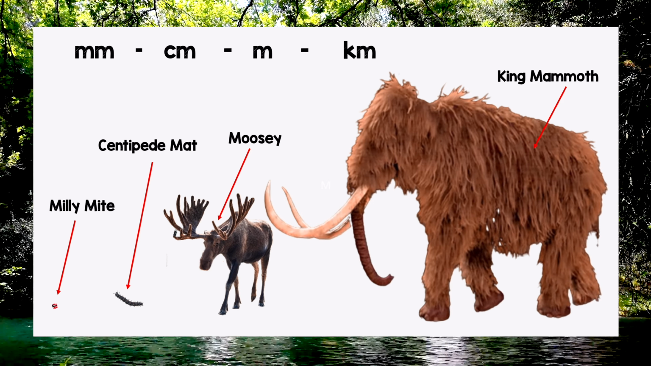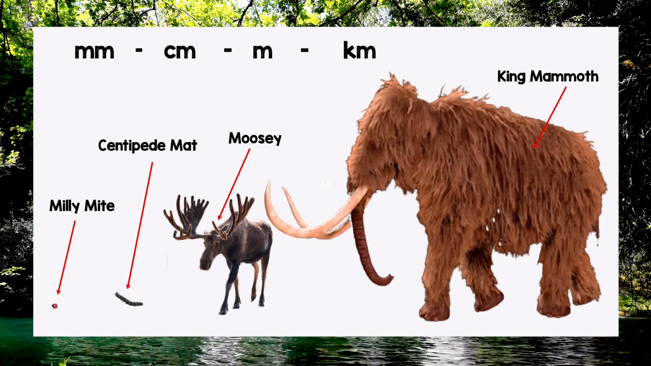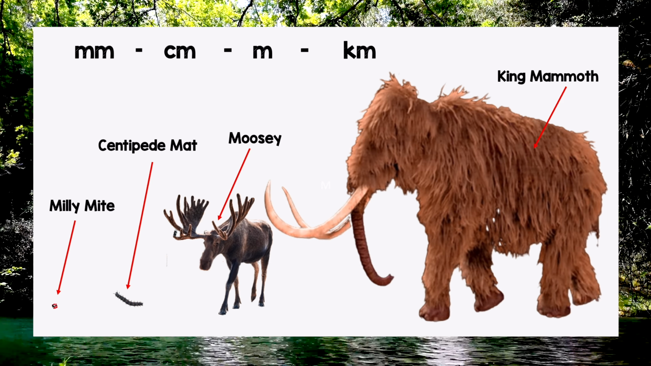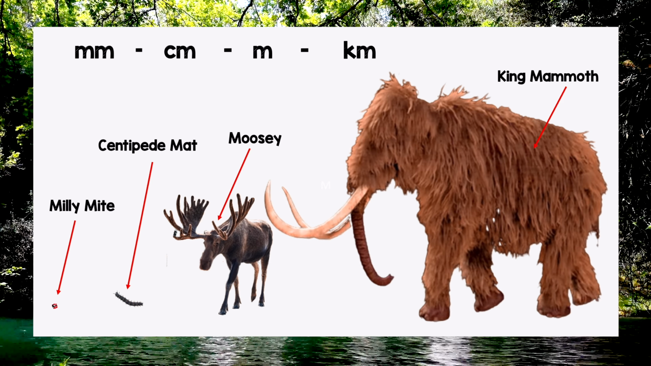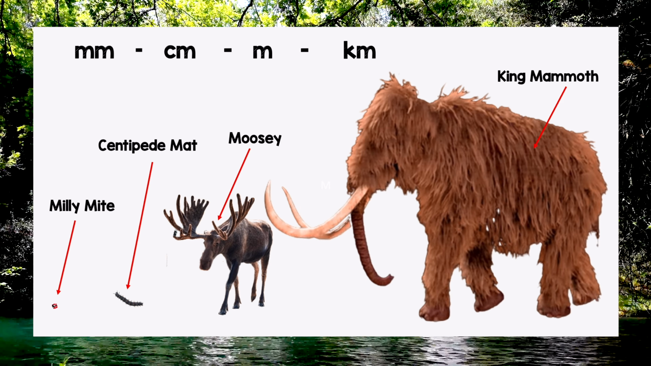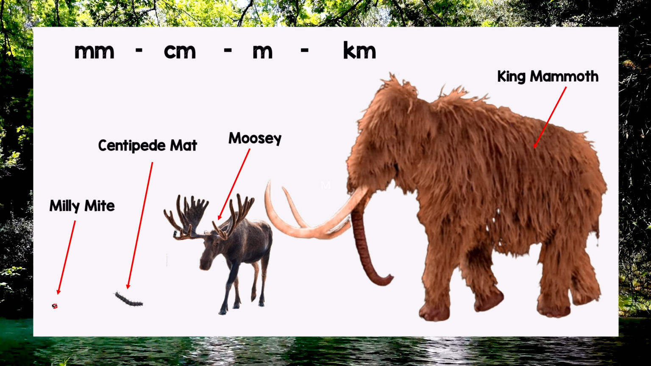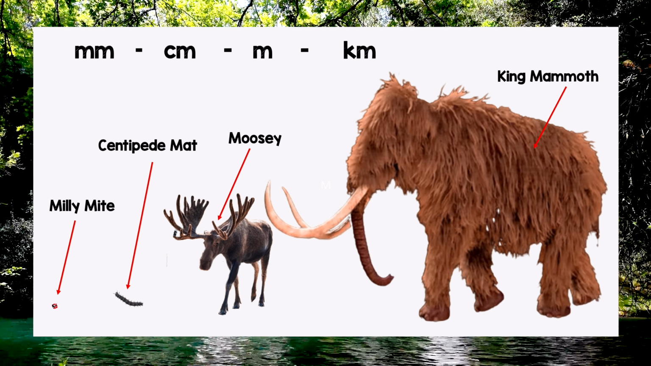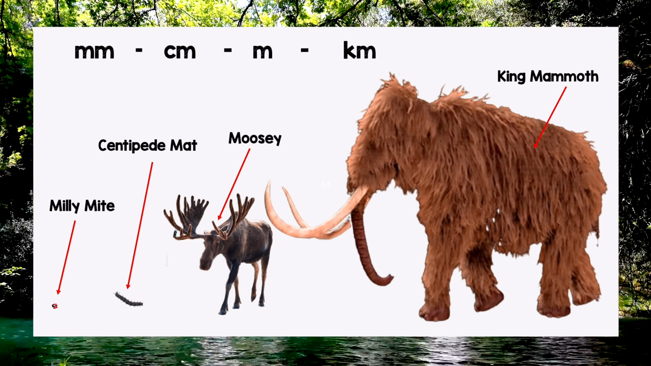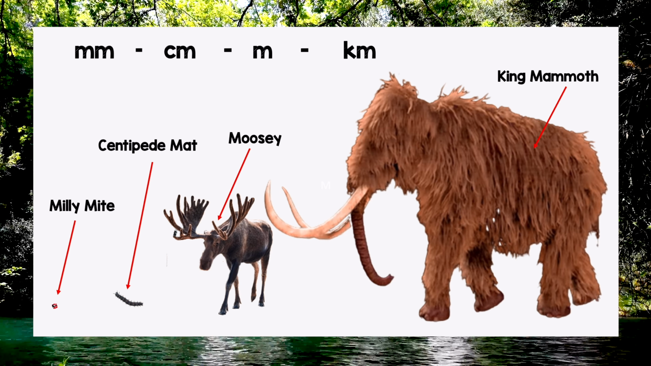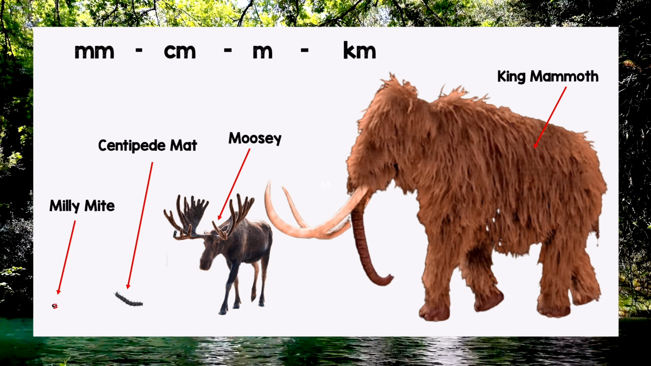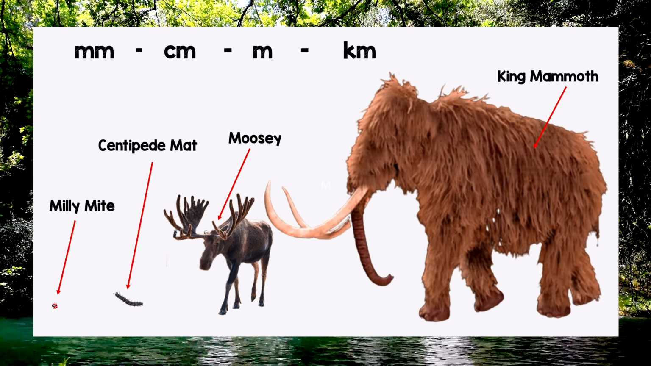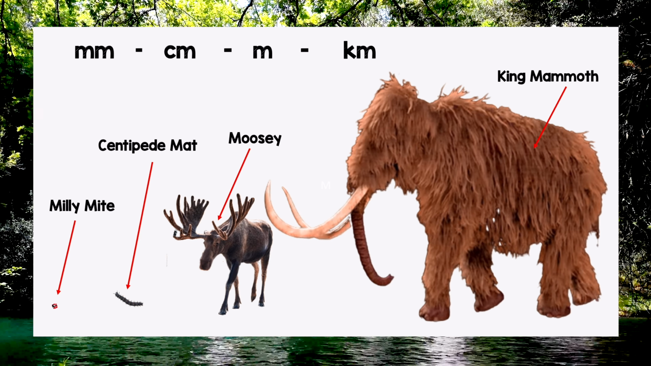It's important to try and visualize if the metric measurement that we're looking at is very, very small or very, very big. So I've tried to give you a visual representation of that measurement. So now, whenever you see MM, which stands for millimeters, you can think of Millie the Mite, the tiny little mite that you can barely see and you need a magnifying glass to have a look at her. And then, of course, Centipede Matt is like a centimetre and it's the size of your little pinky finger.